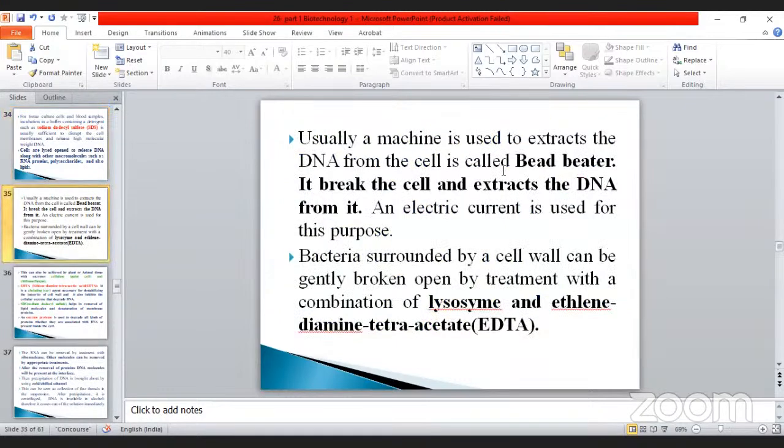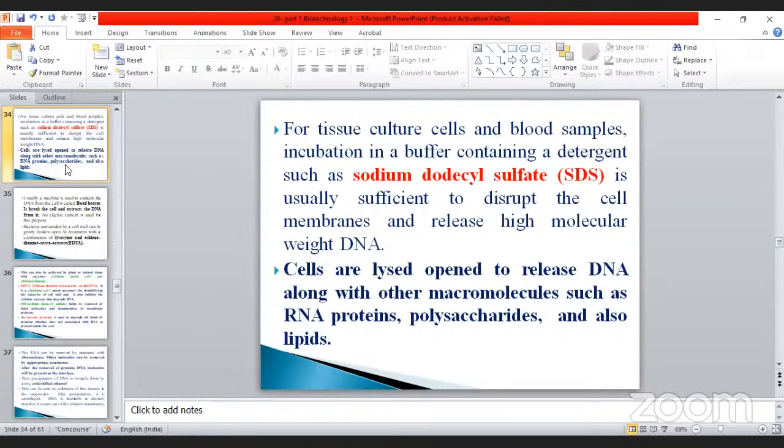Okay, so then what happens? Break the cell, and also with the help of enzymes. Those things we will see in the next classes, my dear.